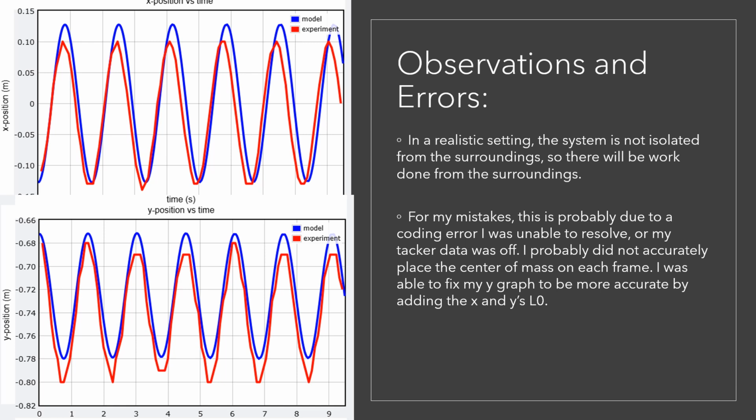I was able to fix my y graph to be more accurate by adding the x and y's L naught; before I had y's at L naught. And because of that, the model would be way higher than my experimental data, and it was becoming off. But now it's a little bit closer to a more accurate graph.